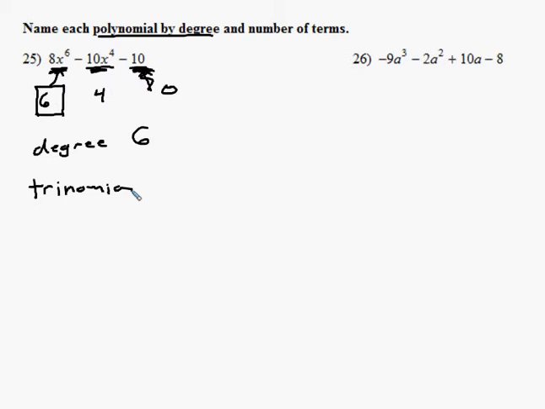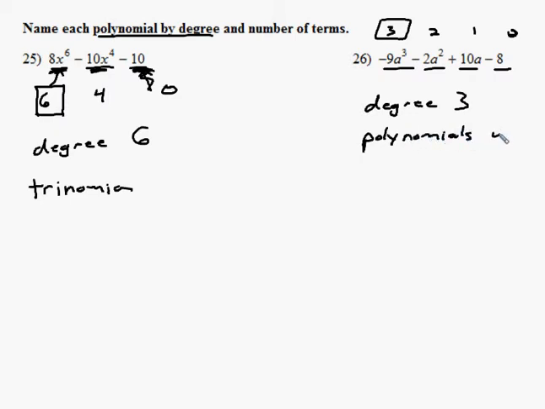So let's look at this next one, the degree. We could think of the degree of each term. The degree of this one is 3, the degree of this term is 2, the degree of this term is 1, and the degree of this term is 0. So for the degree of the polynomial, we just want the highest, so degree 3. And this one has 1, 2, 3, 4 terms, so we just call it a polynomial. And sometimes we'll say a polynomial with 4 terms, but polynomial is fine. So that's stating the degree of the polynomial and then naming it by the number of terms.